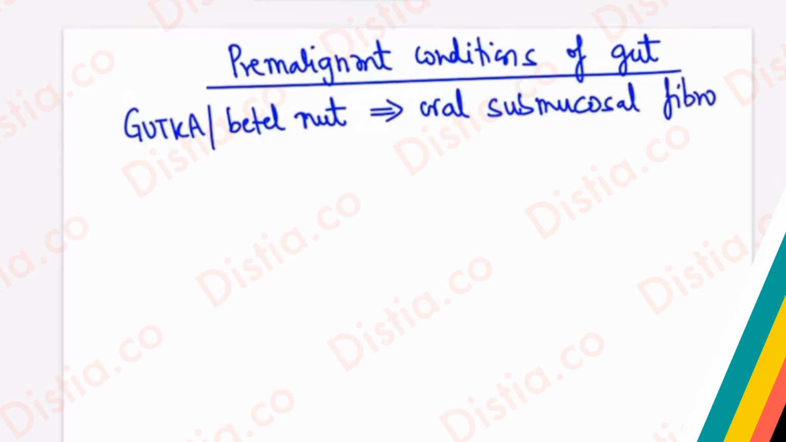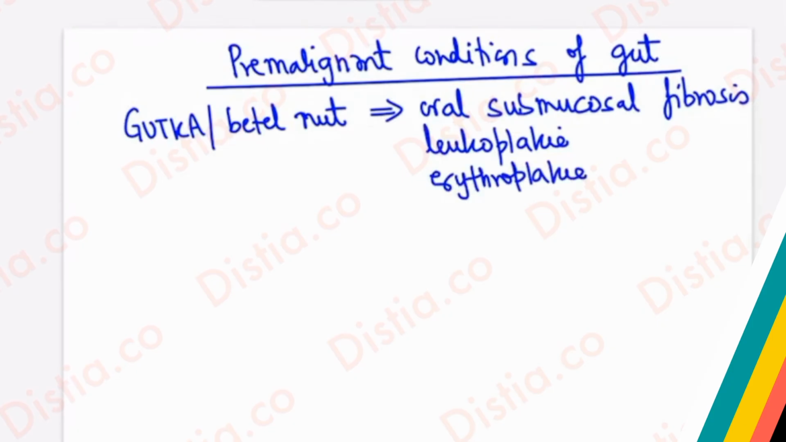Do remember my statement. Oral submucosal fibrosis happens to be a pre-malignant condition which can contribute to increased incidence of cancer in future. Do not answer leukoplakia or erythroplakia. Yes, they are also pre-malignant conditions, but they can occur even with respect to dentures, for example. Leukoplakia is white in color, erythroplakia is red in color. Leukoplakia is relatively more common as compared to erythroplakia.